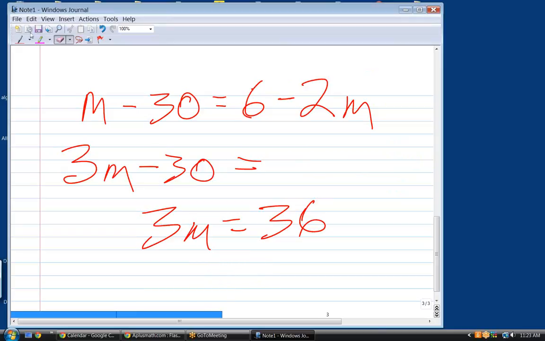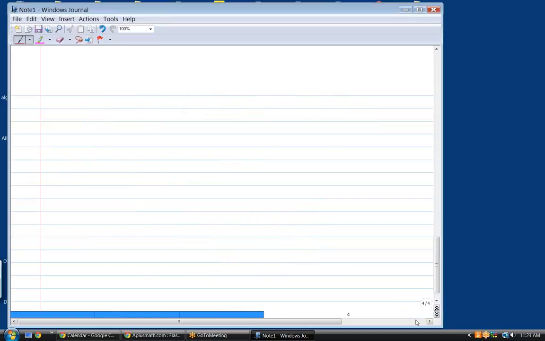Again, m equals 12, but better that we moved everything to the left, the variables. Otherwise, I would have had minus 36 equals minus 3m. I still would have gotten 12 as an answer, but I would have had to deal with all those minus signs.